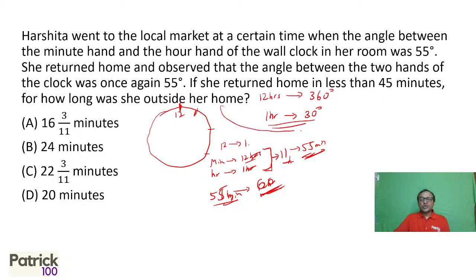And these are two concepts you should use. This is also very useful. First one obviously is 1 hour is 30 degrees, and 55 minutes relative distance is equal to 60 actual. Use these two concepts to get the answer. These concepts are important in the clocks. If you understand these, clocks become easier.